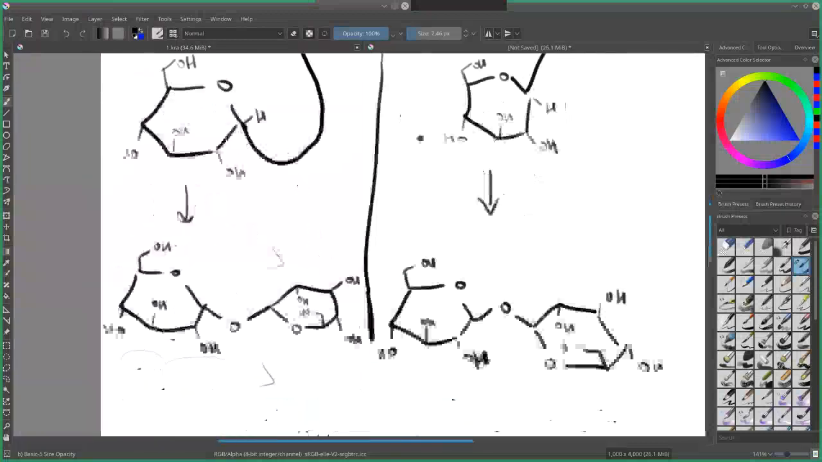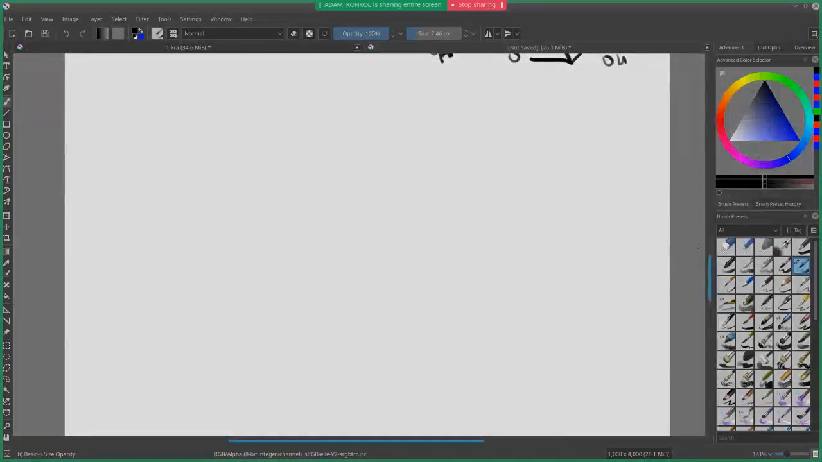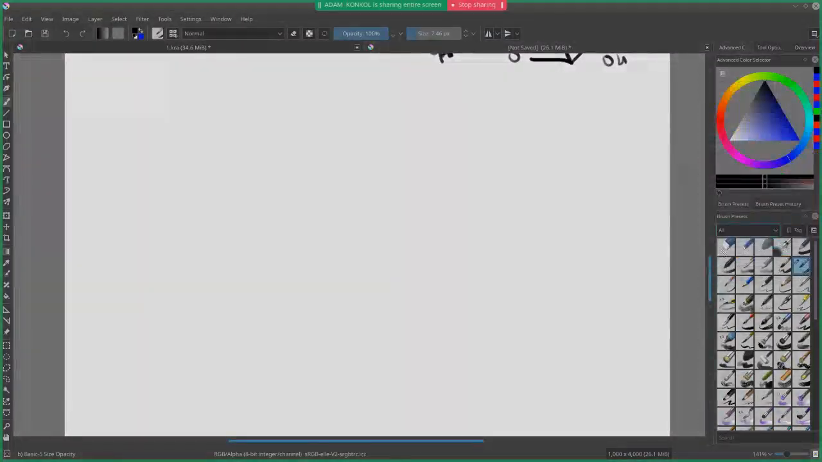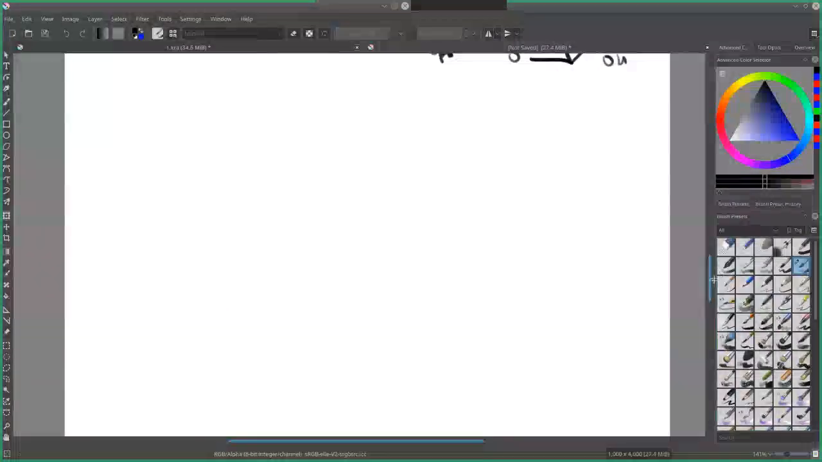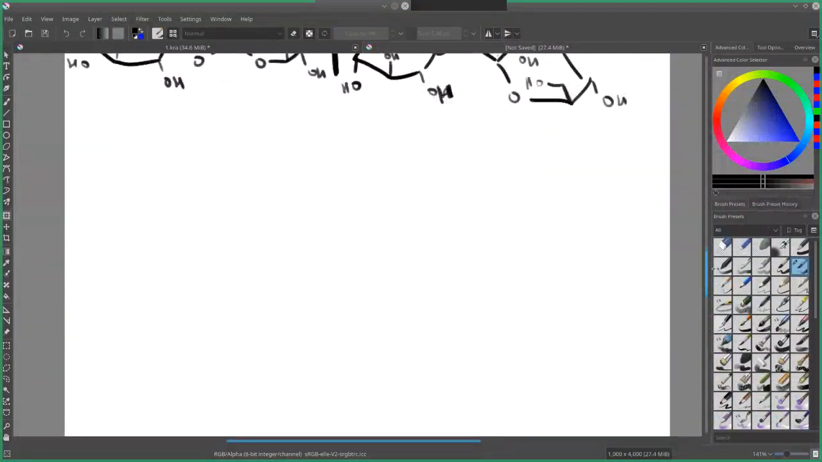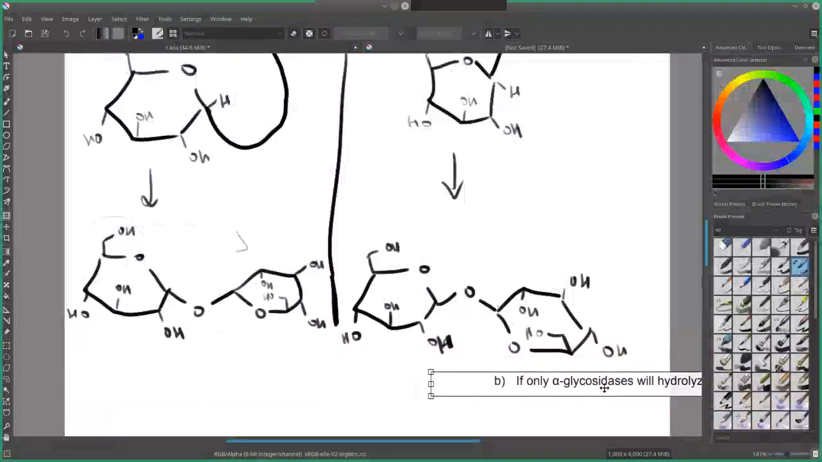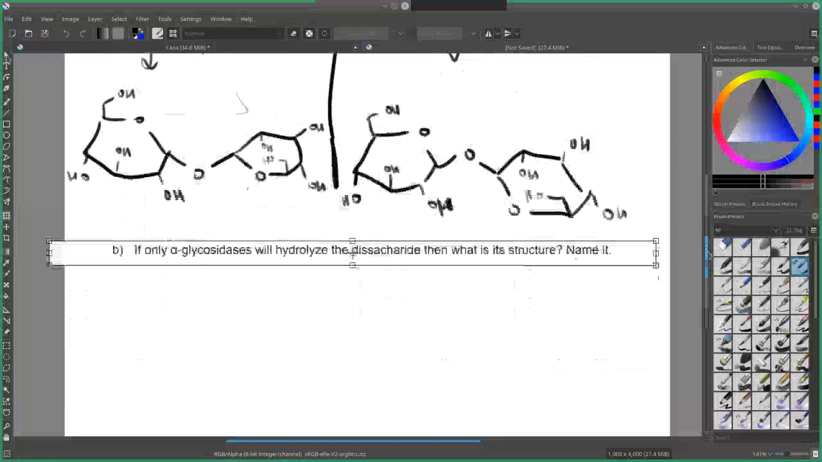Okay. And then, if we look at the rest of the problem, there's a part B. Let me get part B. So part B is just: if only alpha glycosidases will hydrolyze it, then what's its structure? Meaning, let's see, where is this thing?